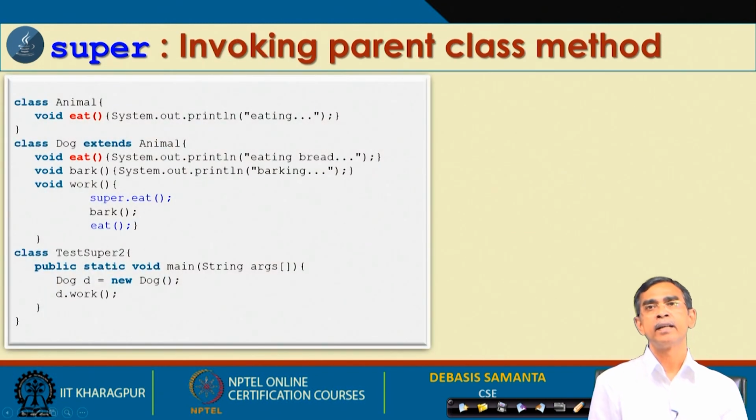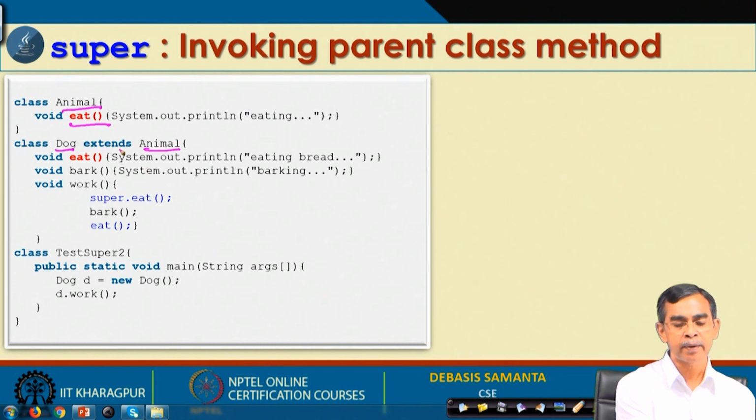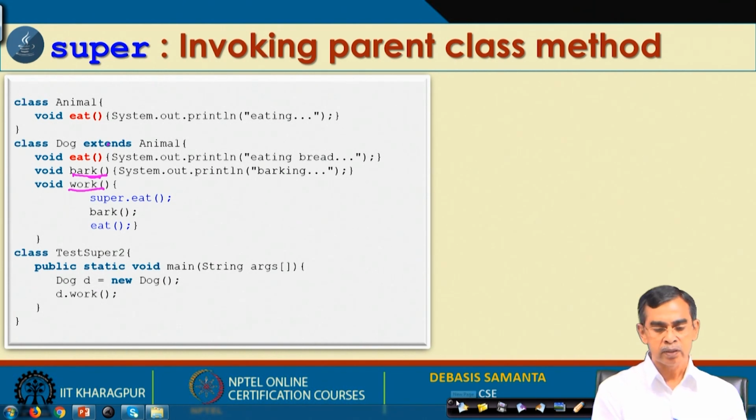Now, super has another use: it can be used to reference the parent class method. The concept is the same as the previous one. Again look at this example. Here Animal is another class which has the method eat. Again Dog, which is a subclass of the superclass Animal, also declares eat. This means that this method is an overriding method, and it has its own scope within the class Dog, with this kind of print statement. Now, bark is a totally new method belonging to this class, and work is also another method which is defined here. So, bark and work are the newly added methods in the class Dog.